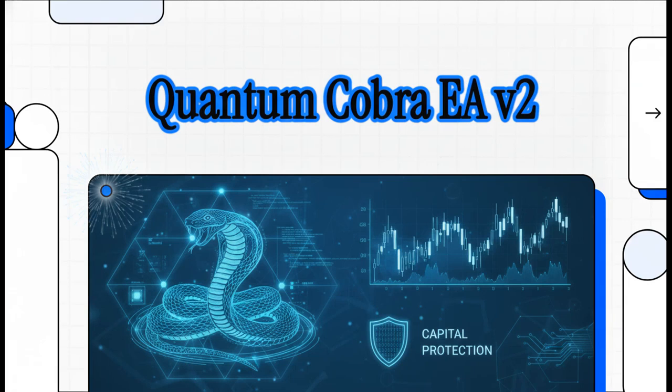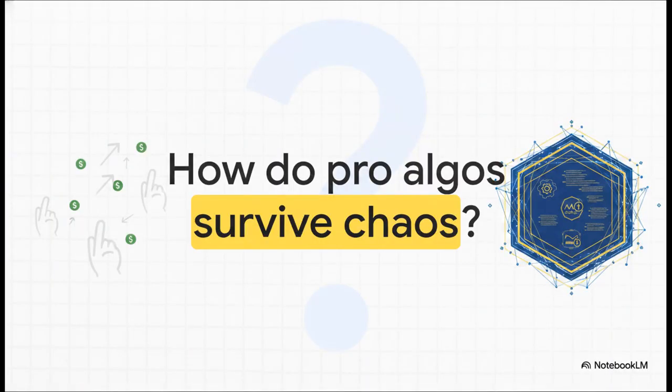Welcome to The Explainer. Today, we're unpacking the inner workings of a seriously professional-grade expert advisor, the Quantum Cobra EA version 2. If you've ever wondered how high-end institutional-style trading algorithms operate with absolute quantum precision, well, you're absolutely in the right place. We're going to decode the exact source code to see how this thing thinks, how it reacts, and most importantly, how it actually protects your capital. So let's dive right in.